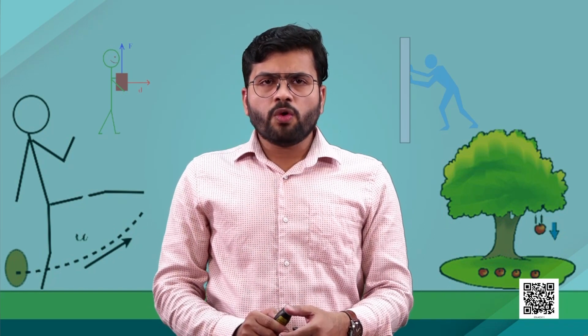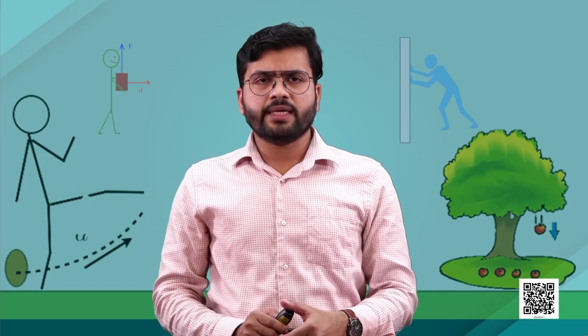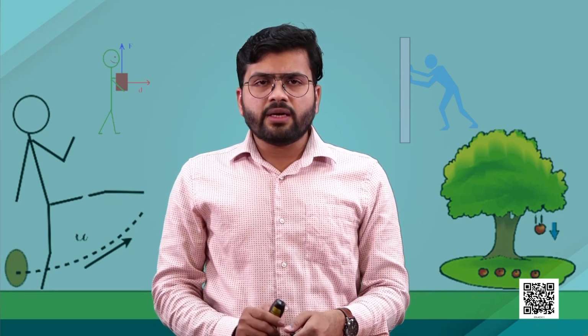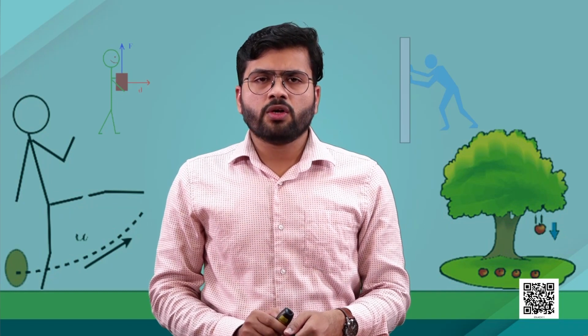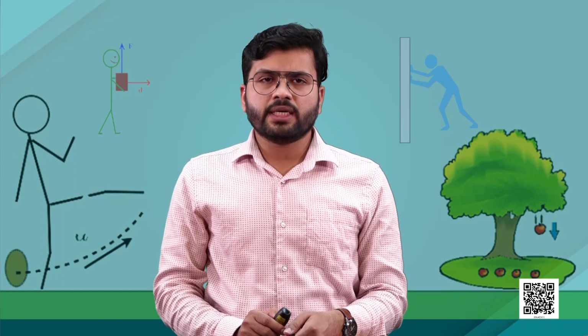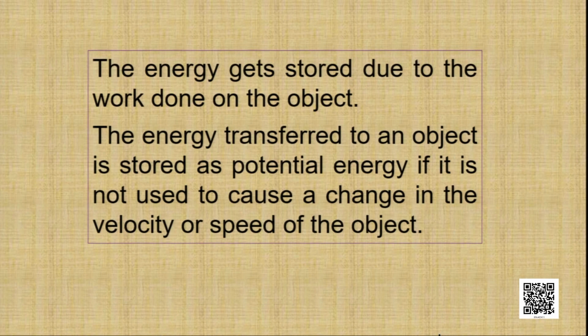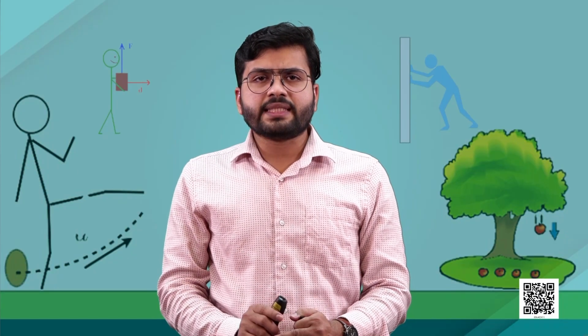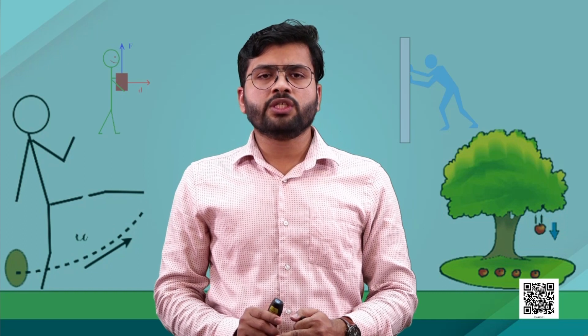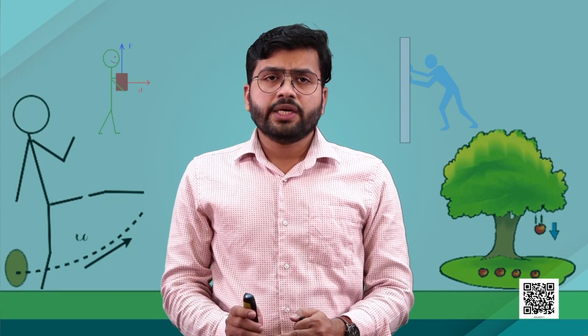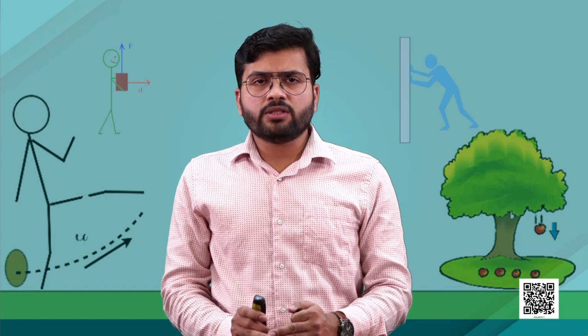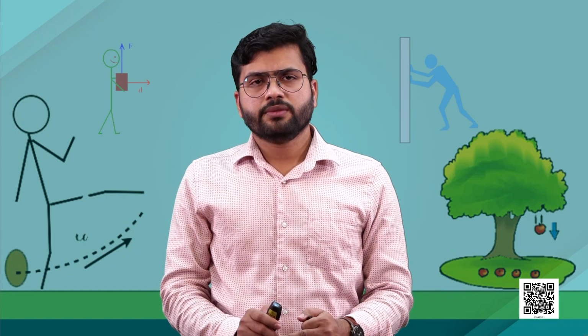If you go for the definition of potential energy, the energy that gets stored due to the work done on the object is called potential energy. The energy transferred to an object is stored as potential energy if it is not used to cause a change in the velocity or speed of the object. So, that is what we understood from that activity also. Unless there is a change in the velocity or speed of that object due to the work done on it, the energy possessed by it will be potential energy.